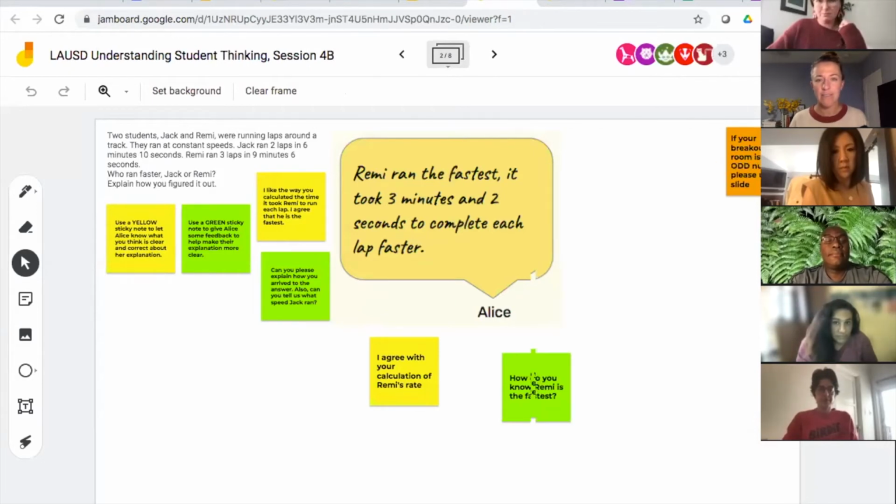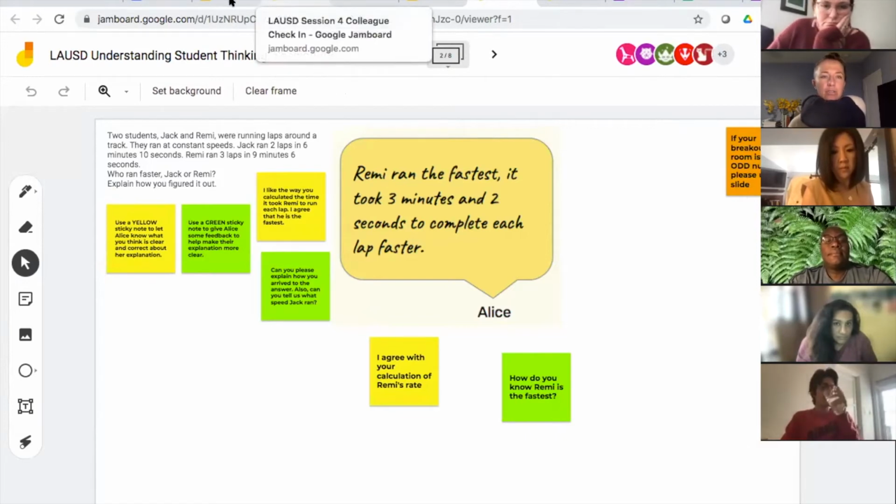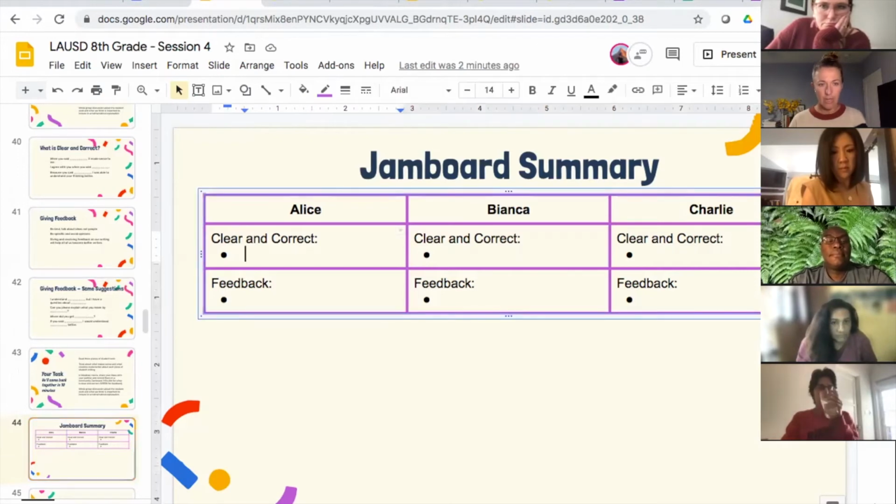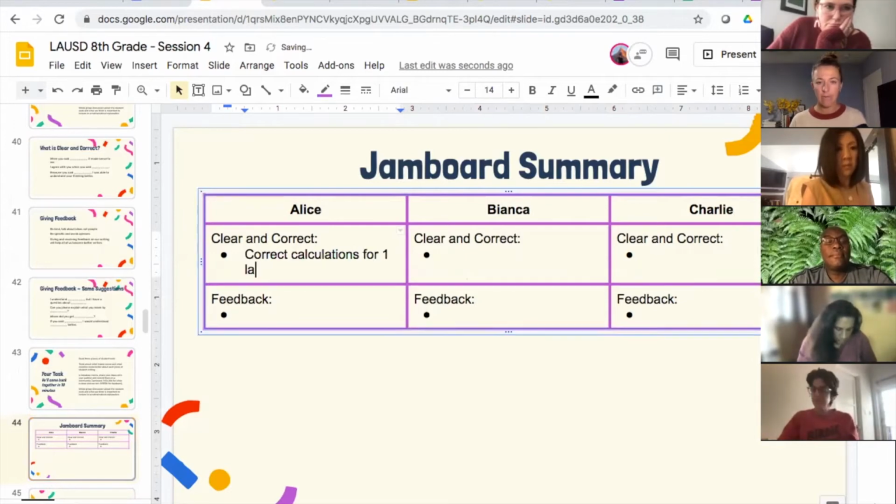Remy ran the fastest. It took 3 minutes and 2 seconds to complete each lap faster. So it looks like we agree with their calculations. So, correct calculations for 1 lap. Anything else that you'd like to highlight?